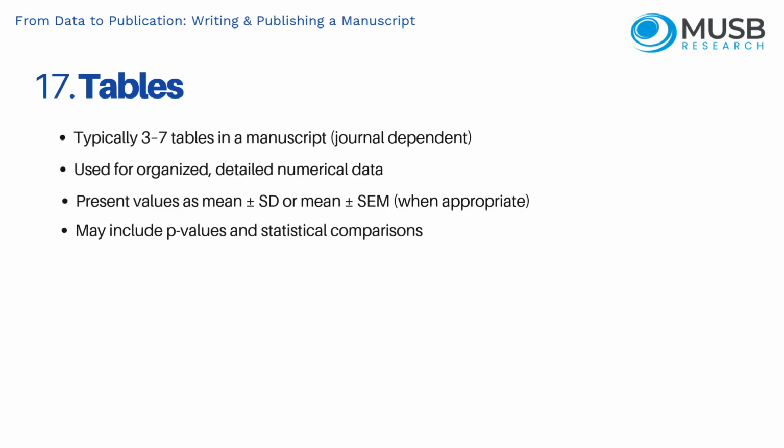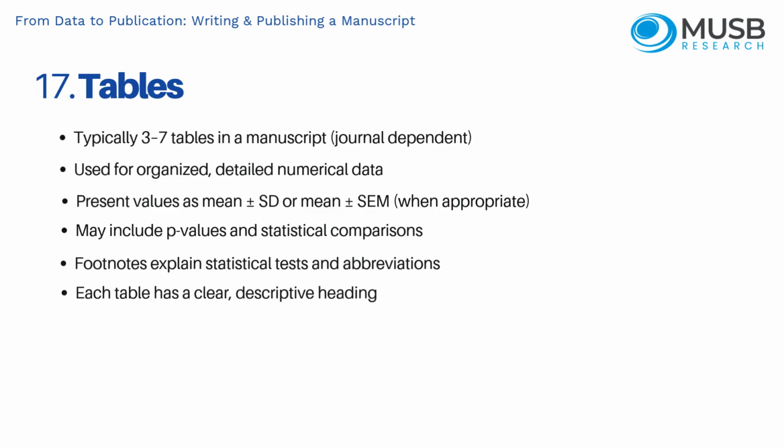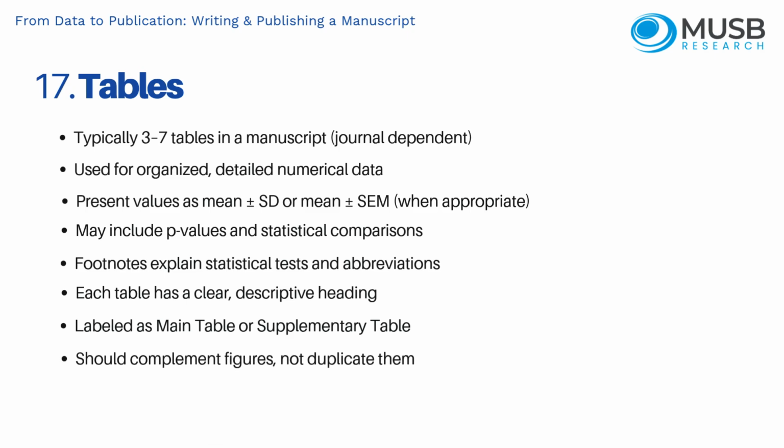Statistical comparisons, including p-values or confidence intervals, should be clearly included. Footnotes are often used to describe the statistical tests applied, define abbreviations, or clarify special conditions. Each table must have a clear and descriptive heading that explains what data are presented. Tables are labeled sequentially as Table 1, Table 2, and so on, while additional data may be placed in supplementary tables. Importantly, tables should complement your figures rather than duplicate them.